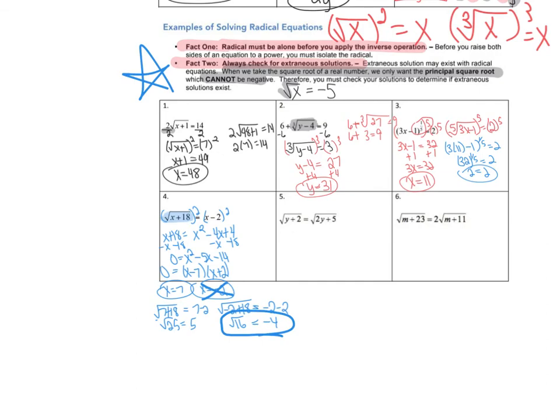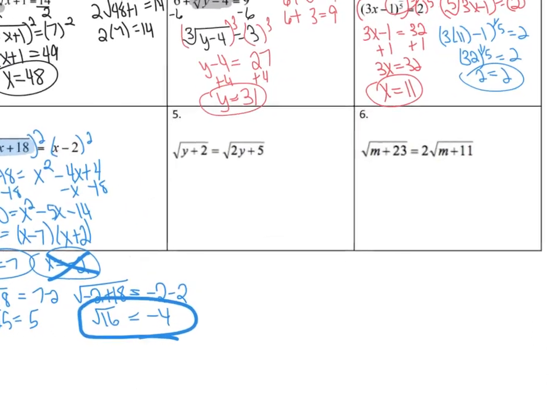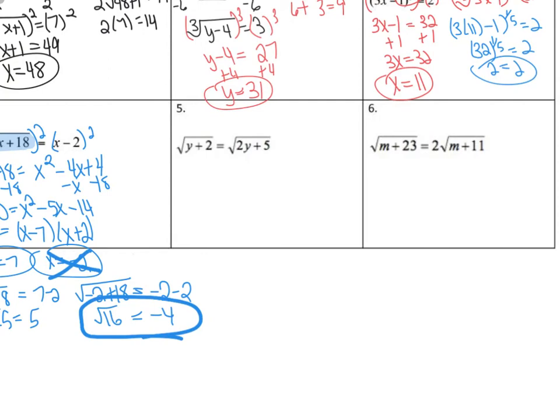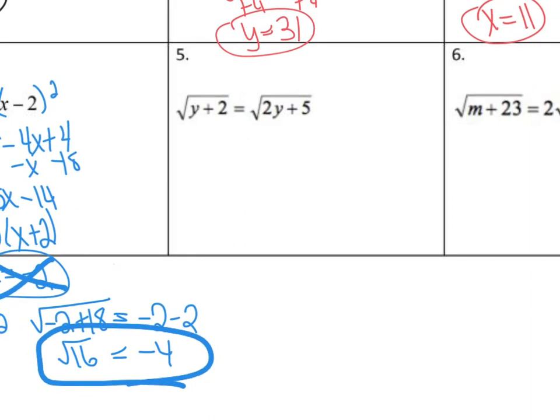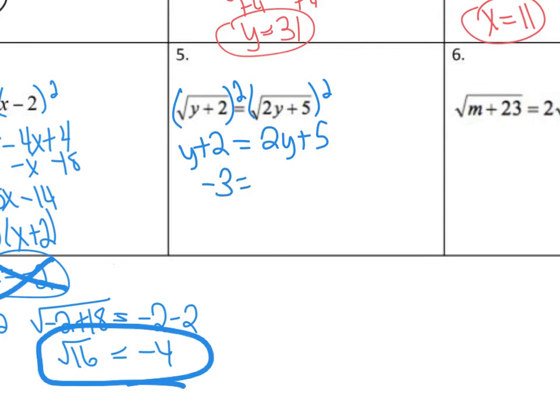Okay, so on these last two here, I have the square root of y plus 2 and the square root of 2y plus 5. I'm going to go ahead and square both sides. When I square the square root of y plus 2, I get y plus 2 equals 2y plus 5. If I solve my equation, I'm going to get that negative 3 equals y. So let's go ahead and plug that back in and make sure that it works.